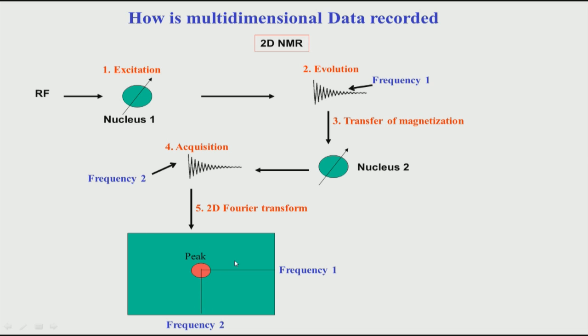So, with this idea we will again go through this exercise in the next class, and we will continue with this 2D NMR, and we will see further how 2D NMR experiments are recorded and how these frequency axes of the 2D spectrum can be interpreted.